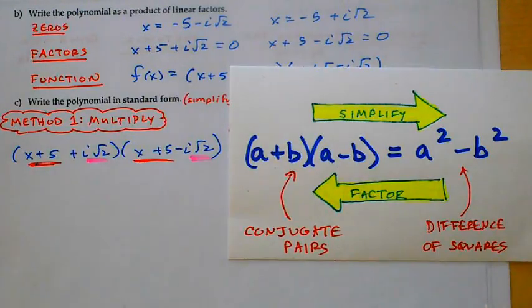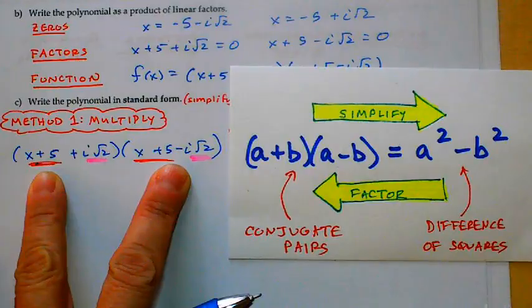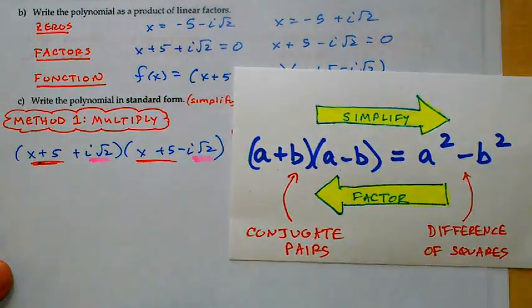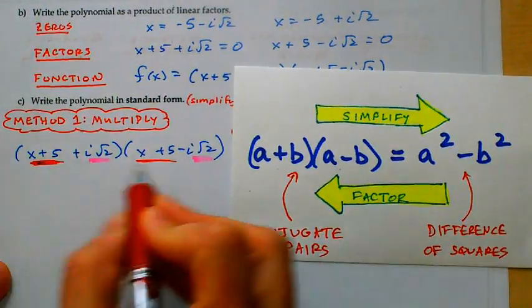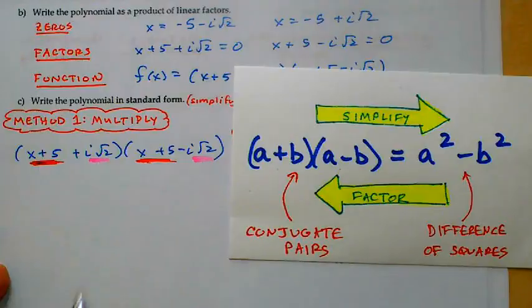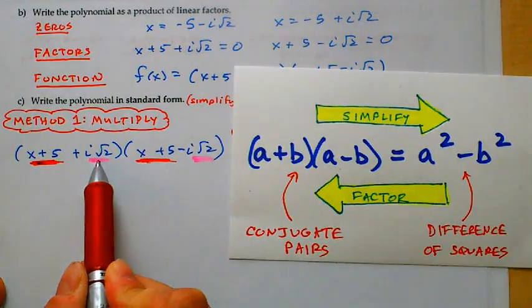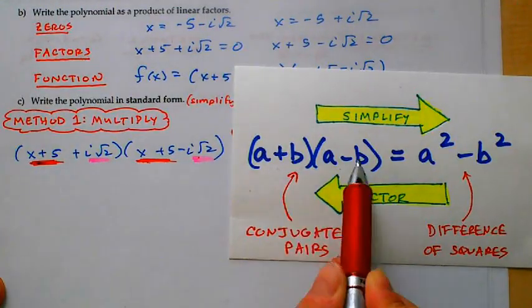What we'd like to try to do is force our parentheses with 3 terms each to fit the format of the conjugate pairs. And if you think about it, they totally can. I will just chunk together the x plus 5s and call that the first term, kind of like the a, and I will leave the i root 2 and negative i root 2 out as the b term.